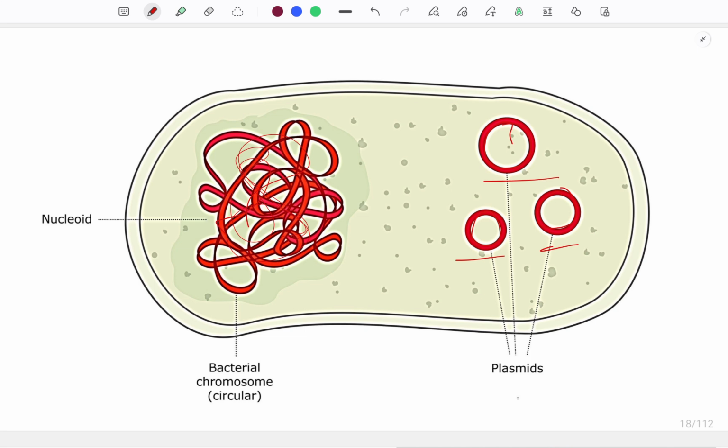And one more thing we need to remember is that these plasmids replicate independently of the main DNA. That means in a single prokaryotic cell we have only one main genetic material, only one circular DNA, which is supercoiled, and it will look like this. And this dark region we call the nucleoid. And in a single cell lots of plasmids are present depending upon the requirement. It may range from 20 to 100.